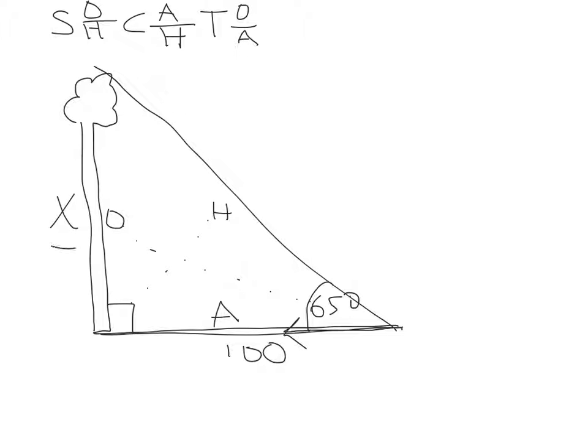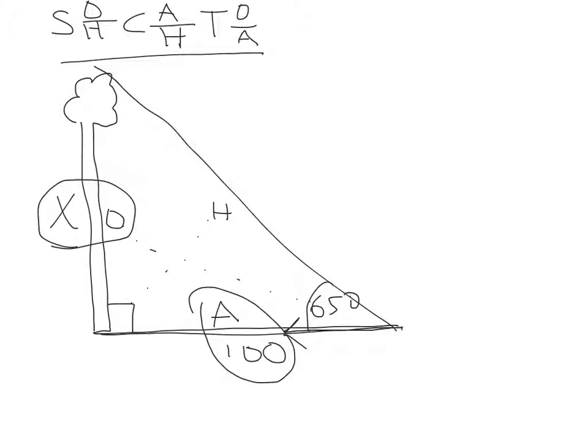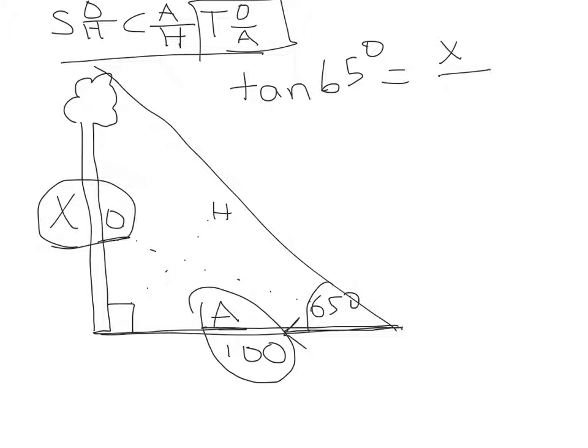So I like to circle the two parts that are marked on my drawing, and then I look up at SOHCAHTOA and decide which trig function to use. In this case, I'm using opposite and adjacent, so that would be tangent. So I write the tangent, and then after that always comes the angle. The angle I'm working with is 65 degrees. And by definition, tangent is opposite over adjacent. So I take the opposite side, which is x, and divide by the adjacent side, which is 100.